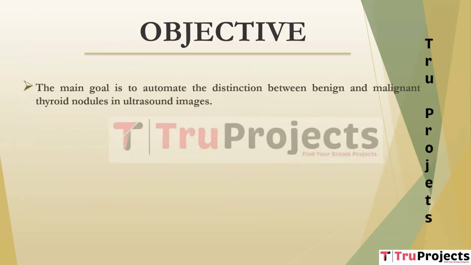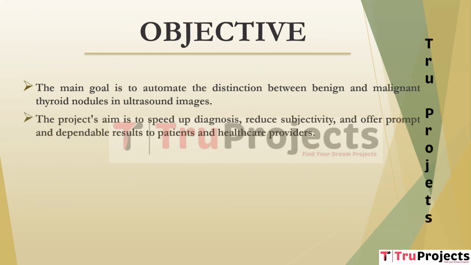Objective. The primary objective of this project is to create an automated system that is capable of distinguishing between benign and malignant thyroid nodules in ultrasound images. The project's aim is to expedite the diagnostic process, minimizing the subjectivity in diagnosis, and provide timely and reliable results to both patients and medical professionals.